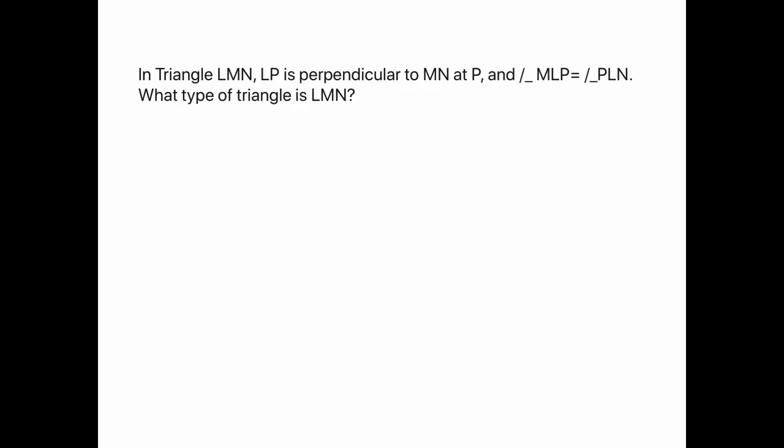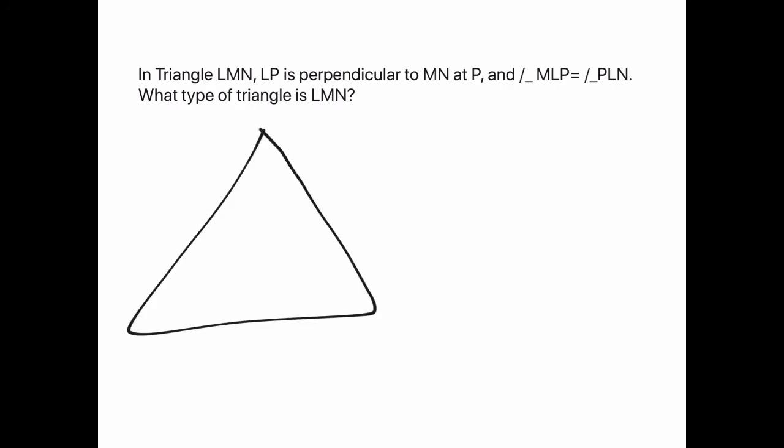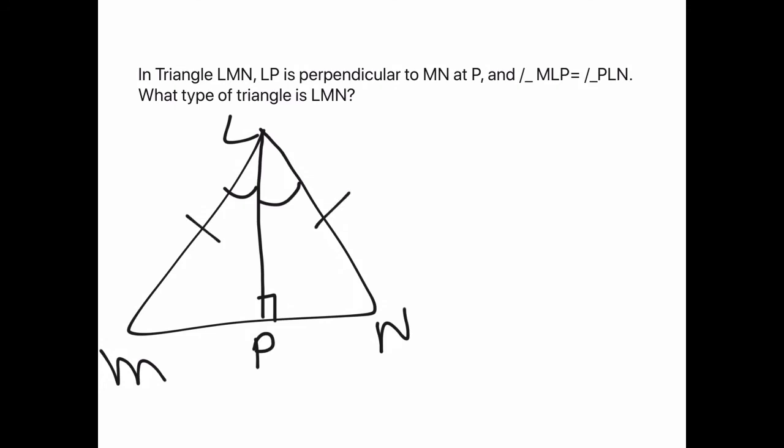All right, in triangle LMN, LP is perpendicular to MN at P, and angle MLP equals angle PLN. And what type of triangle is LMN? So I'm just going to draw a triangle here, and I'm going to say that LMN, and I want to say that LP is perpendicular to MN at P. So this must be like this. And angle MLP here is congruent to angle PLN there, which makes LP an angle bisector, a perpendicular angle bisector, which makes this an isosceles triangle.